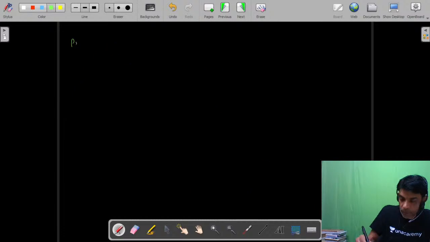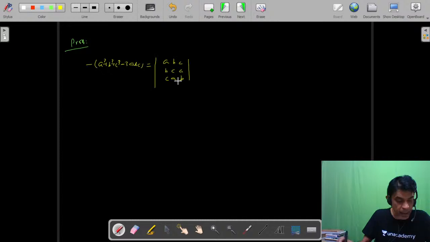So again we do the proof. That proof is like this: we understand that a cubed plus b cubed plus c cubed minus 3abc, and negative of that, is this determinant with rows abc, bca, cab. This we can get by expanding. Simply expanding, you will get this, or using Sarrus' rule, we will get this directly.